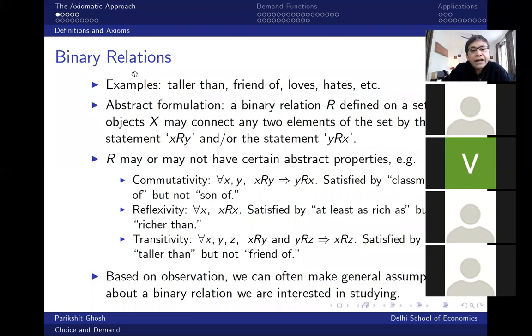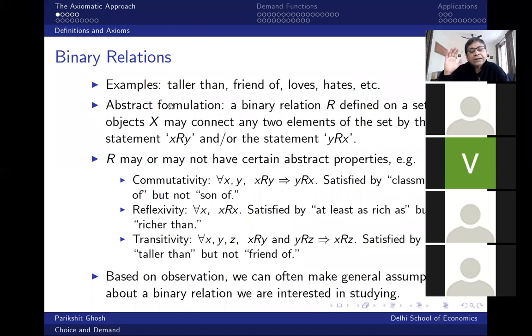Now, binary relations can be thought of in more abstract terms, not just consumers' rankings, but many other kinds of relations. For example, taller than is a binary relation, friend of, so-and-so loves so-and-so, so-and-so hates so-and-so. These are all binary relations, right? It's something which connects two elements. The two elements could be two people, two objects, two consumption bundles, and so on.